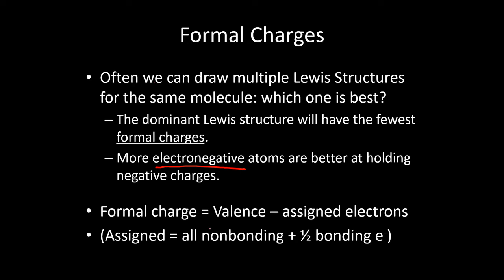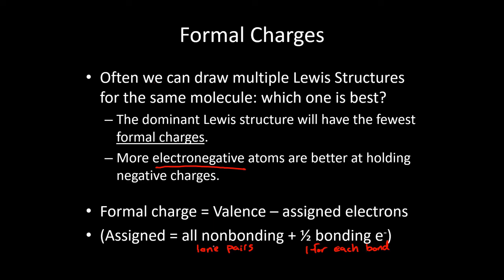So the assigned electrons are all of the non-bonding electrons, which is to say the lone pairs, plus half of the bonding electrons. Another way of saying that would be 1 for each bond. If you have just a single bond, you would get 1 electron from that. If you have a double bond, you would get 2 from that. You get 1 electron assigned to an element for every bond that it participates in.